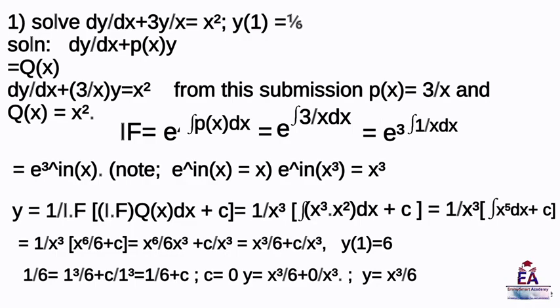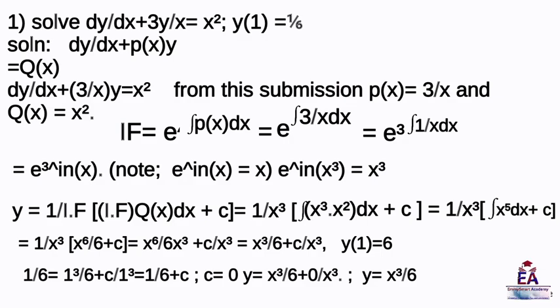Remember, your y is equal to 1 over the integrating factor times the integral of the integrating factor times q of x dx plus c. So we have 1 over x raised to the power 3, your integrating factor, then the integral of x raised to the power 3 times x squared dx plus c. So we have it as x raised to the power 5 dx. If I integrate x raised to the power 5, I'm going to get x raised to the power 6 over 6 plus c.